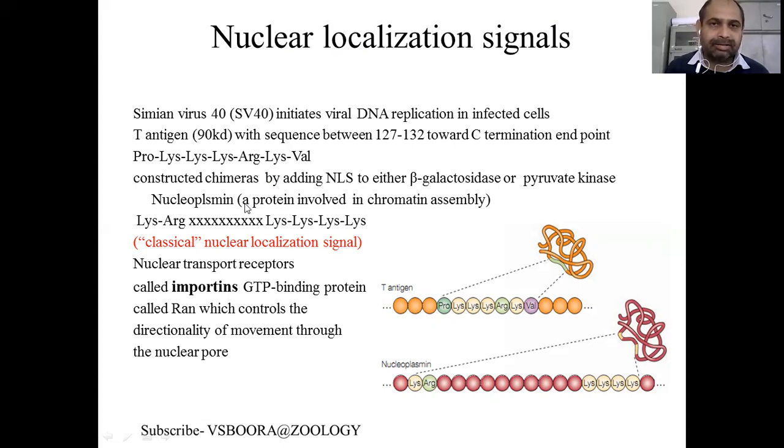Nucleoplasmin has nuclear localization signals of lysine, arginine, and 10 amino acids downstream, the lysine. These two sequences are also known as classical nuclear localization signals. These signal sequences are recognized by the nuclear transport receptor known as importin. It binds with the GTP binding protein called RAN, which controls the directionality of movement through the nuclear core.